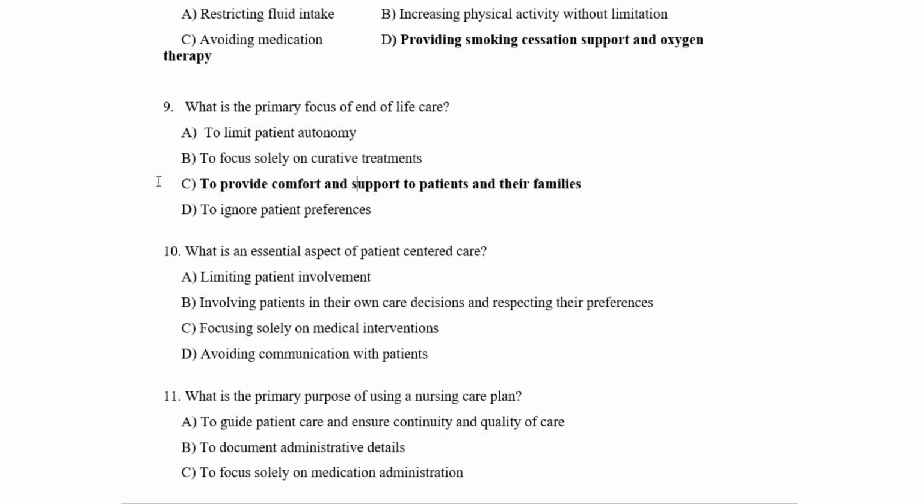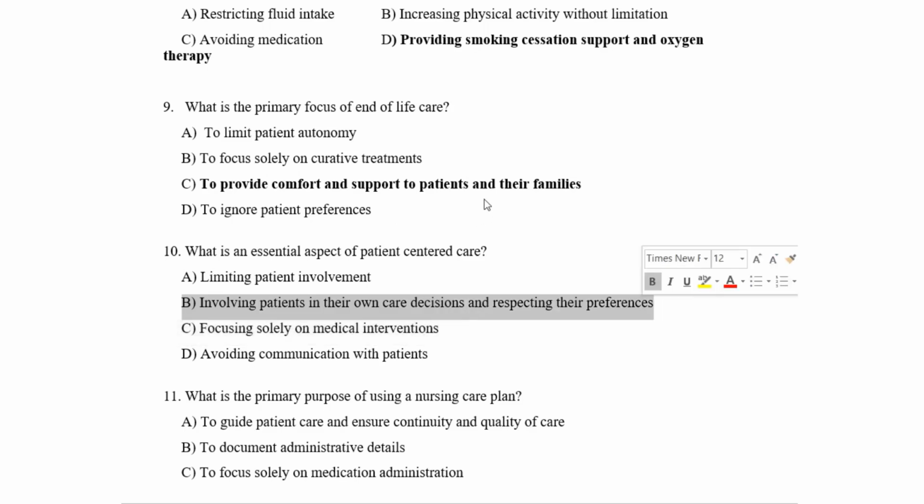Well, त्यसै गरी हामी क्वेशन नम्बर 10 मा हेरौँ त. What is an essential aspect of patient-centered care? Option A मा रहेछ, limiting patient's involvement. Option B मा रहेछ, involving patient in their own care decision and respecting their preference. Option C मा रहेछ, focusing solely on medical interventions. Option D मा रहेछ, avoiding communication with patients. यसको सही उत्तर हो option B, involving patients in their own care decision and respecting their preference.